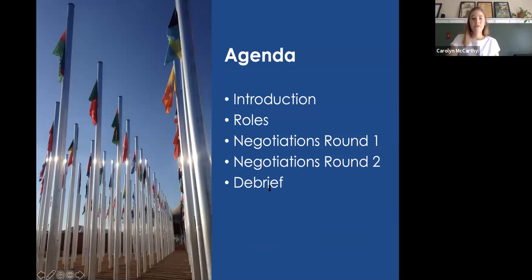So just a brief overview of the agenda today. We will start with a brief introduction, and then you will receive your roles and your assignments to the regions that you'll be representing in the simulation itself. And then we will continue with a few rounds of negotiations, maybe 2 to 3 rounds. And then we will end with a debrief where you'll be able to step outside of your roles and reflect on the simulation itself.